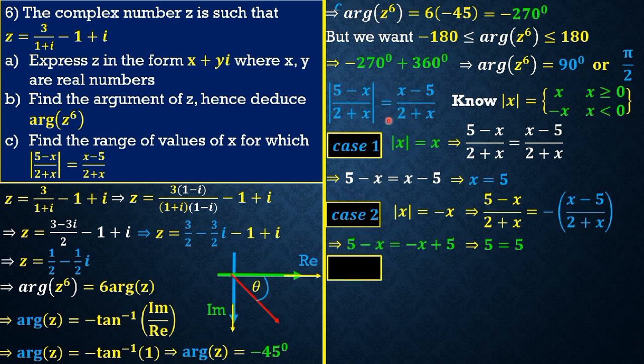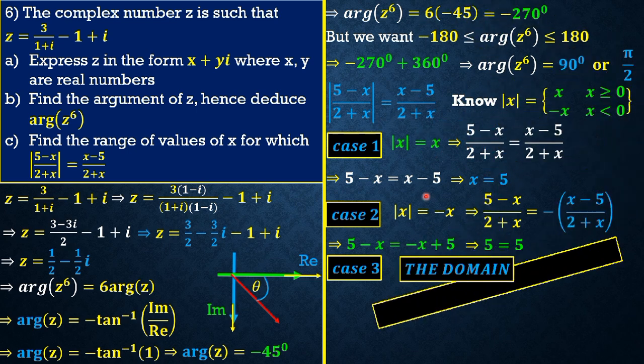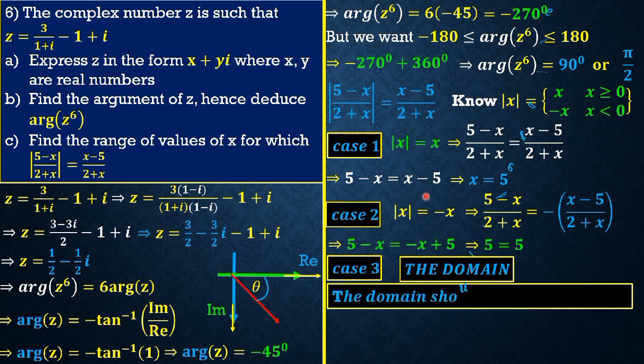Now, guys, let's take care of the domain of the two functions. We don't want the bottom to be 0, right? It's very, very important. It means that our x plus 2 should not be equal to 0, which means our x should not be equal to negative 2.